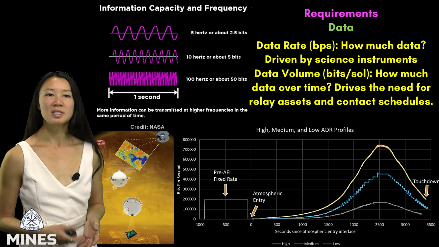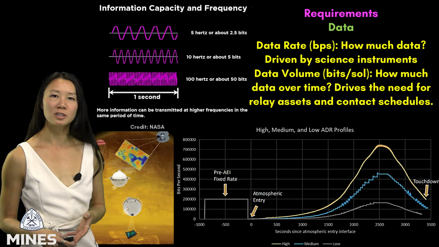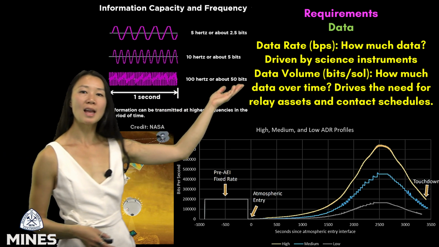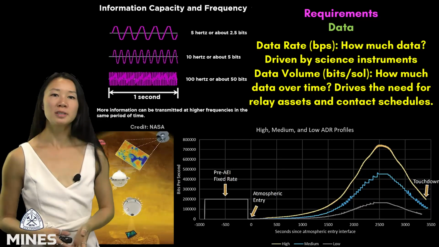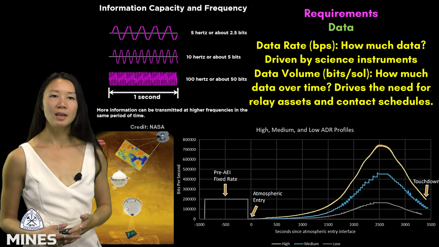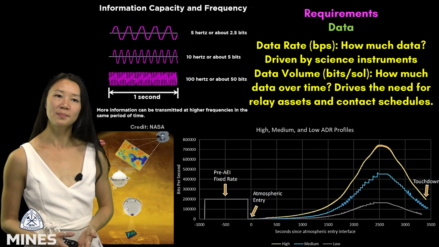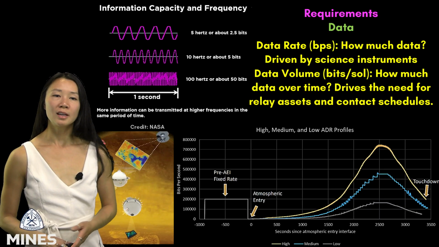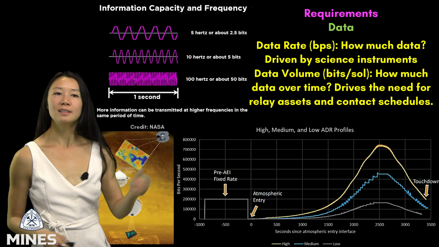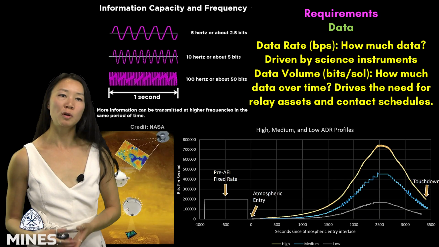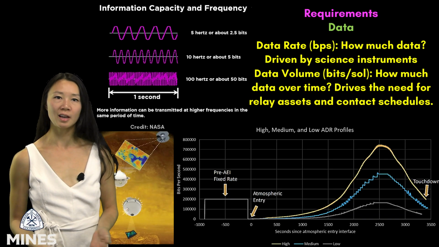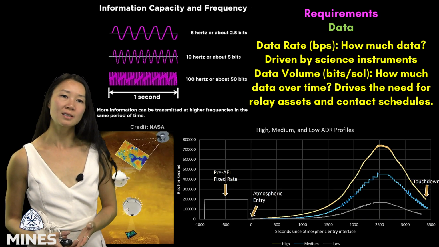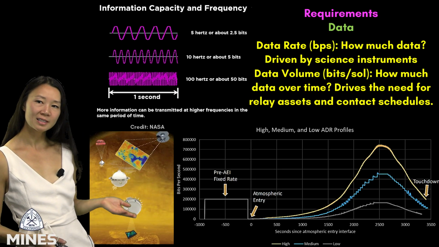And from this, you can take away 2 key requirements for your mission: data rate and data volume. Data rate is measured in bits per second, or BPS, and it's the speed of the data transfer. It's often driven by your most demanding science instruments. If you look at the graph on the bottom right, this shows an example of a data rate profile for a probe called Da Vinci entering the atmosphere of Venus, seen on the bottom left in this CONOPS.